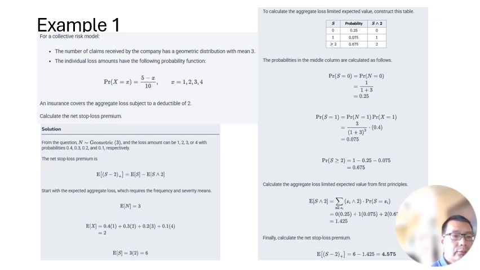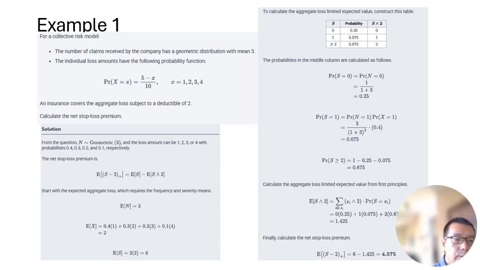So how do we solve this? First, for the question, the M, the frequency, follows a geometric distribution with parameter 3, and the loss amount can be 1, 2, 3, 4 with probability of 0.4, 0.3, 0.2, and 0.1 respectively. So the net stop loss premium we can calculate as the expected value of (S - 2)+, which will be equal to the expected value of S minus the expected value of S cap at 2.